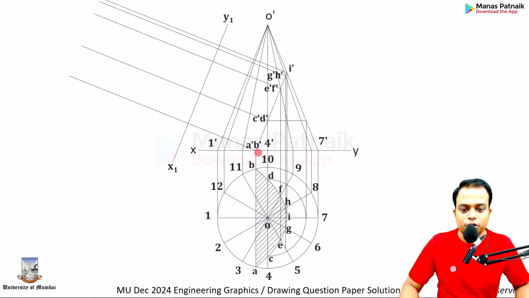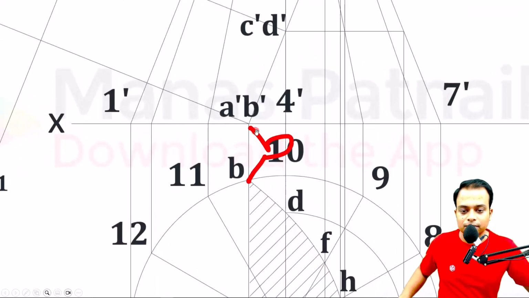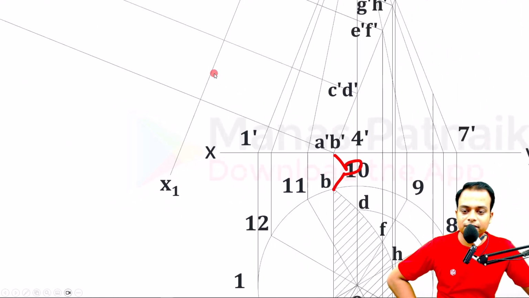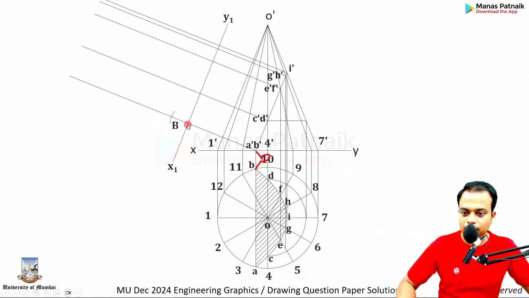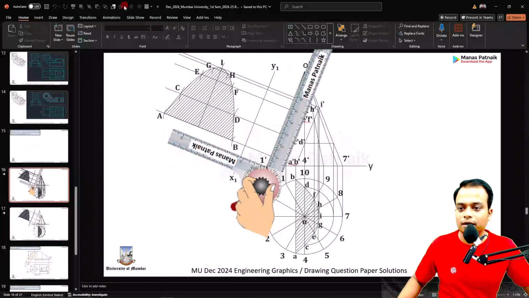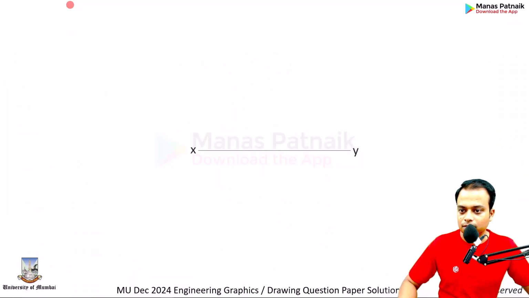Let's say you wish to find point B. This is the radius. Keep one leg of your compass over here, other leg over here, and then this is the line for B. Take this as the center. This is going to be point B. Discard. Let me run the animation again.